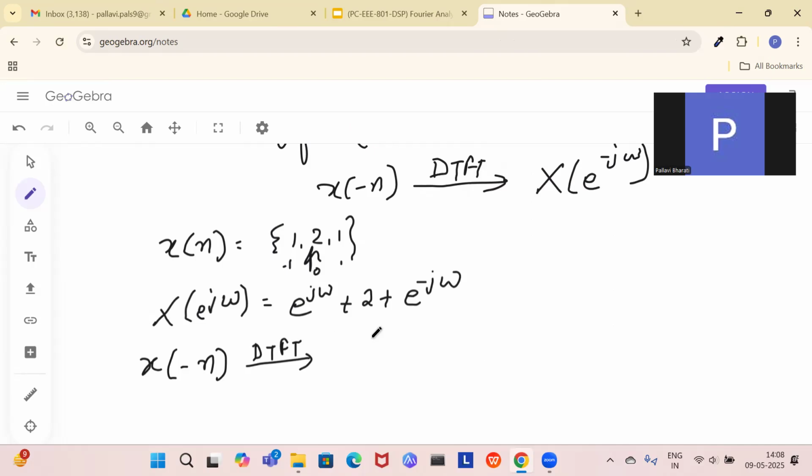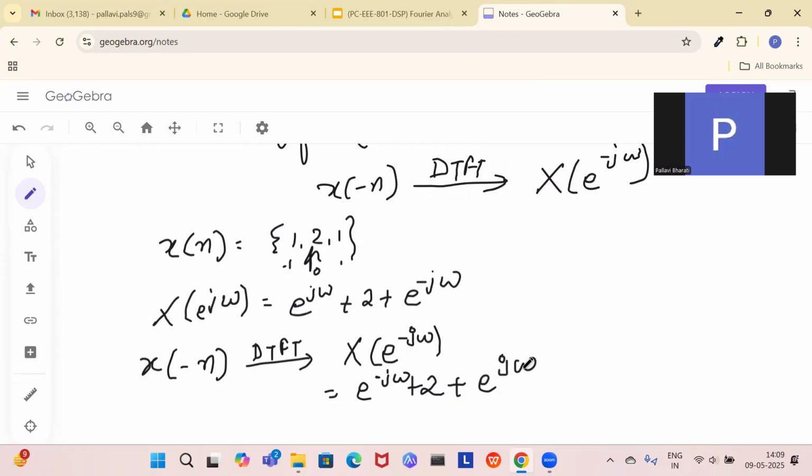But now you need to find the DTFT for x of minus n. So that is going to be what? X of e to the power of minus j omega. So by using the property, you can directly write here: this one will become e to the power of minus j omega, this one will become plus 2, this is not having any j so that remains the same, and this is going to become plus e to the power of j omega.